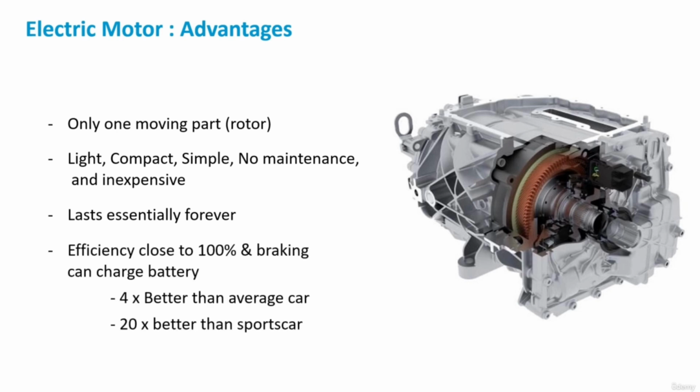Energy efficiency, that's very important, can be close to 100%. And you can even win back energy when braking. So theoretically, it takes you over 100% if you compare it to the gasoline engine that is only 25% efficient. Because of this, the average electric car is 4 times more efficient than the average conventional car. And if you compare a sports car to an electric car, it is up to 20 times more efficient.